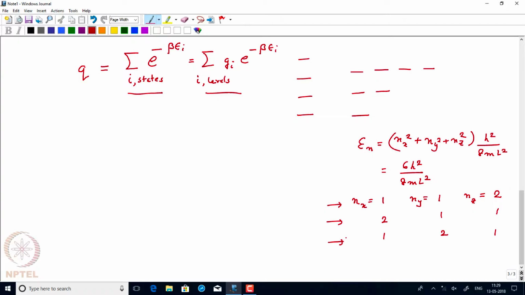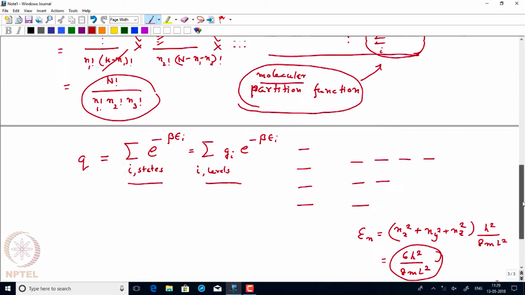So there are basically three states: (1,1,2), (2,1,1), and (1,2,1). But all these three states correspond to the same energy. So this particular energy level is threefold degenerate, and in order to calculate the partition function, g_i will be 3. So you have to be very careful whether we are taking the sum over states or the sum over levels.